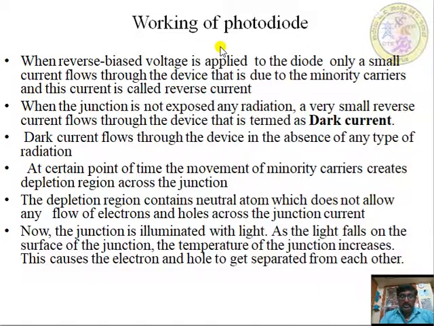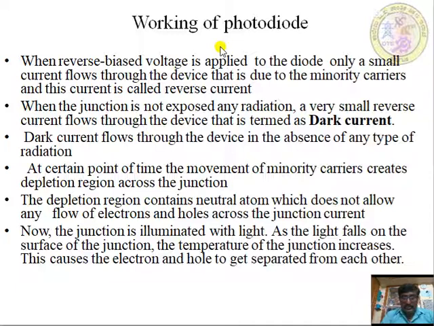When the junction is not exposed to any radiation, a very small reverse current flows through the device, termed the dark current. Dark current flows through the device in the absence of any type of radiation. At a certain point of time, the movement of majority carriers creates a depletion region across the junction. The depletion region contains neutral atoms, which do not allow any flow of electrons and holes across the junction.